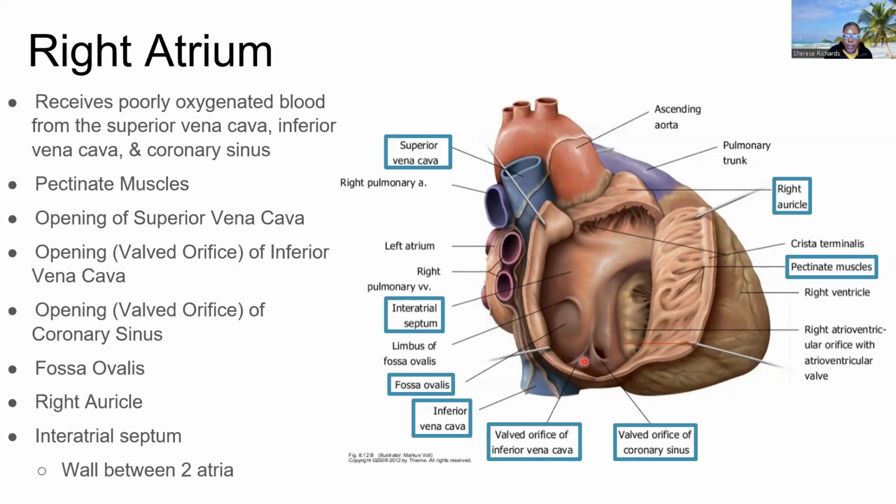We also have the opening for the coronary sinus. So the coronary sinus is one of the main coronary veins that brings deoxygenated blood from the heart chamber itself. And we'll talk about the coronary supply, but these are the veins that drain the blood that is supplying the heart tissue itself. And it dumps into the right atrium as well.